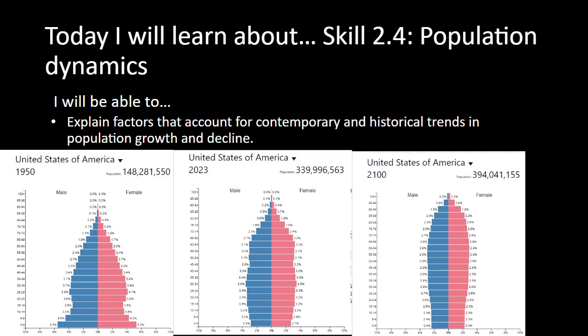By the end of today's lesson, you'll be able to explain the factors that account for contemporary and historical trends in population growth and decline. What does that mean? It means you're going to understand how population pyramids have changed over time. Like, why did America's population pyramid look like this in 1950? How did it come to be this in 2023? And how will we get to this in 2100? We're going to understand that.